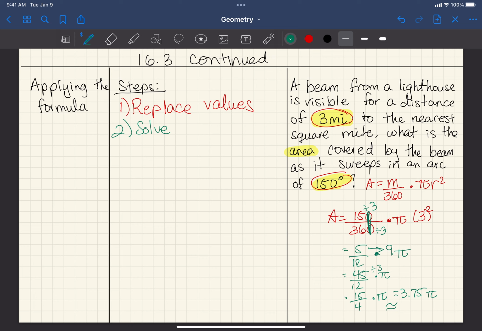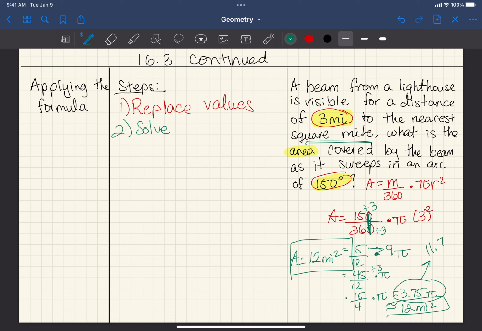Now it says to the nearest square mile. So when it says to the nearest square mile, I'm not rounding to a decimal, I'm actually rounding to a whole number. So 3.75 times pi is actually going to give me 11.7, right? So if I'm rounding that, I'm going to have about 12 miles squared. You can see that in the bottom. I'll rewrite it over here. The area is equal to 12 square miles.